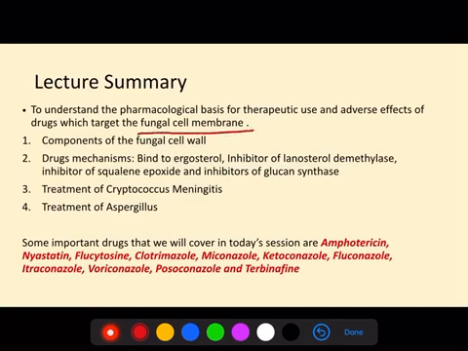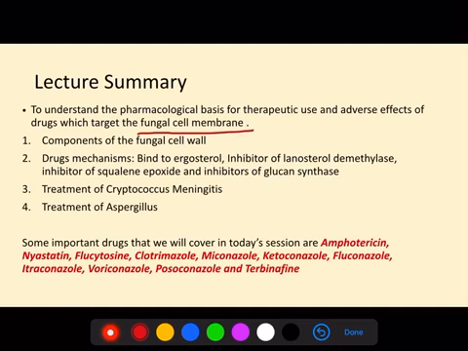It is an important point to consider that most antifungal drugs are targeting the components of the fungal cell wall. Their drug mechanisms are varied. Some drugs bind to ergosterol, which we will be understanding further in the lecture. Some are inhibitors of enzymes.